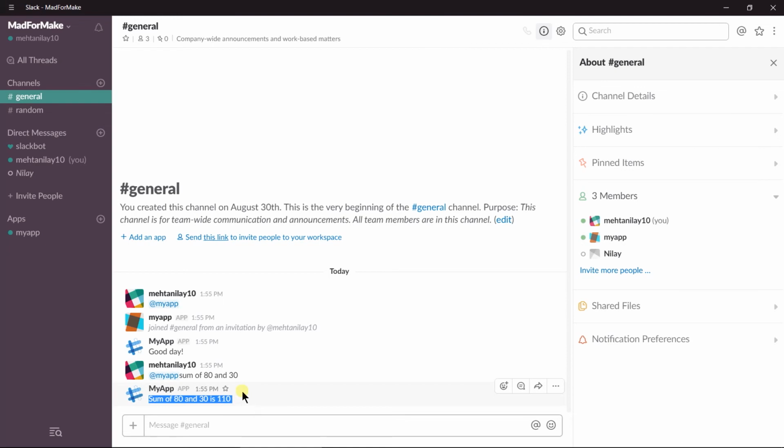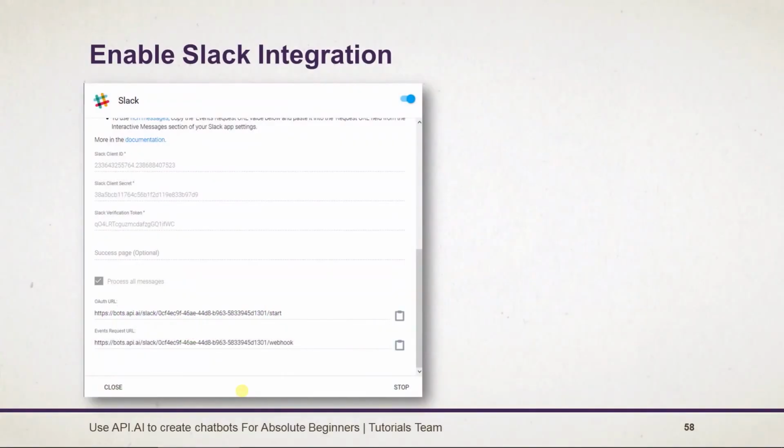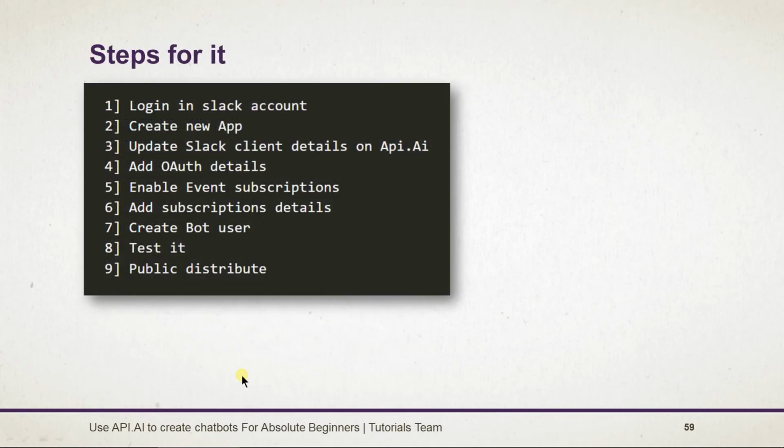That's it for Slack. Let's see what we learned in this session. First of all, we enabled the integration for Slack in API.AI. Then we added the client details here and copied the auth and event request URLs. Steps for it include: log into your Slack account, create a new app, copy the client details for your app and paste them into API.AI.